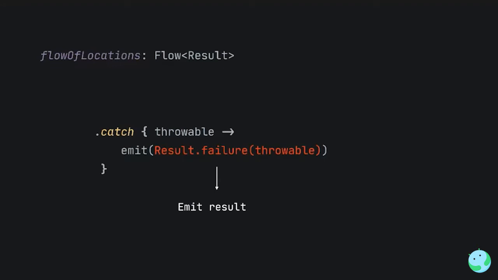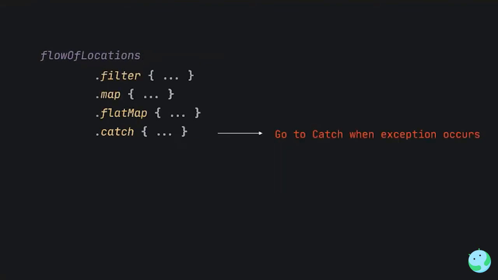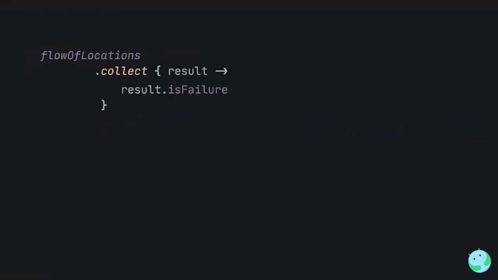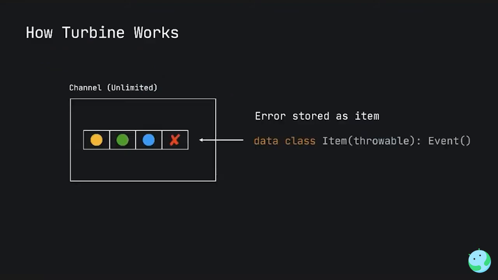And when a catch happened, you could emit something from this flow, a result of a failure. Then you could verify that in your test. This is a better way to handle exceptions with flows. So when an exception happens, it will go into the catch block and emit it. And when you collect it, you could determine the result is a failure and do some form of logging in your actual code.